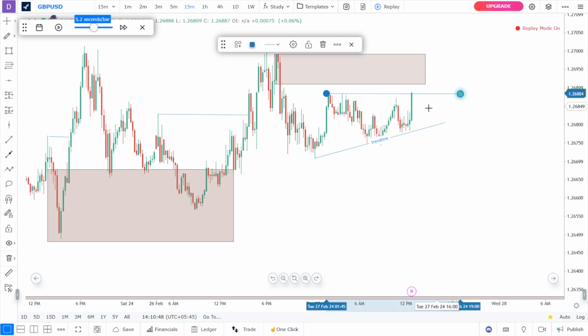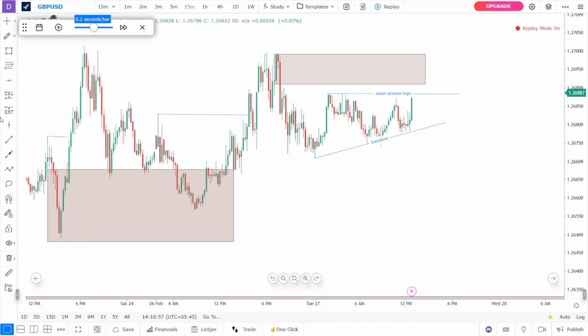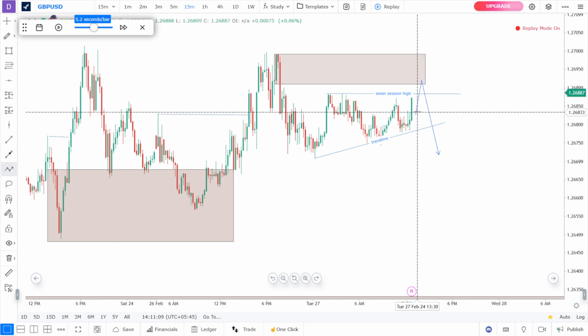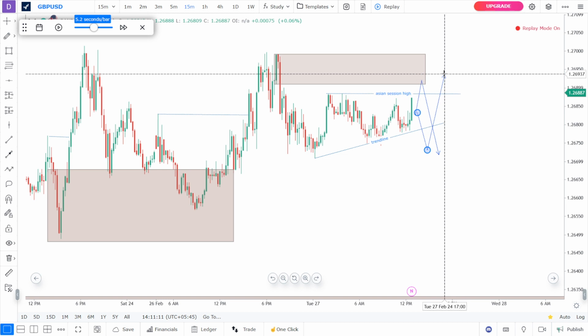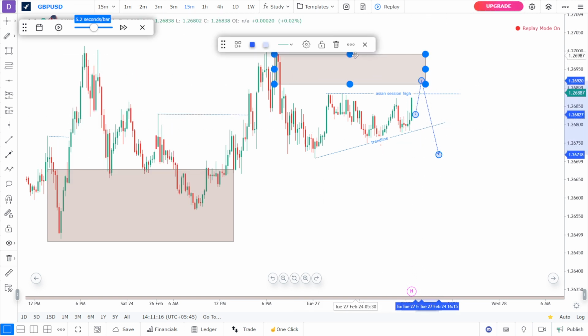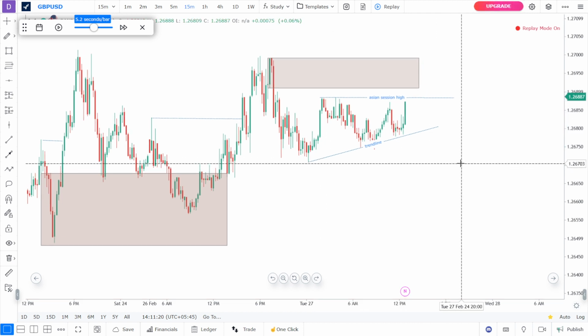Oftentimes what I have noticed in the market is, this is the Asian session high. If the market goes up, it clears the high first, then it will come back and clear the trend line. And if the market clears the trend line first, it will go up and clear the high. I am saying this because of my experience in the market, but that's not a rule. You can backtest it and check it.